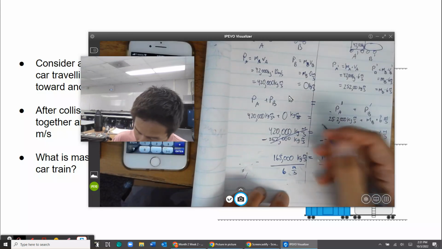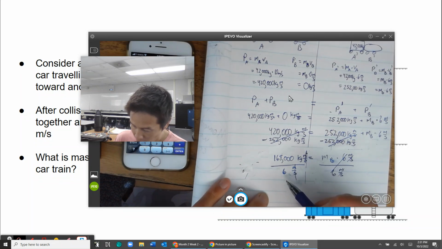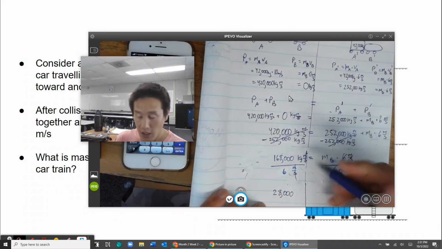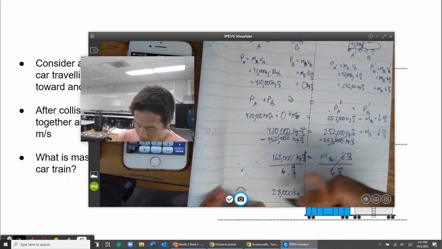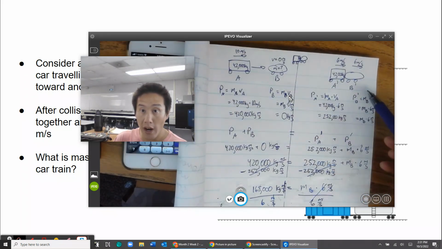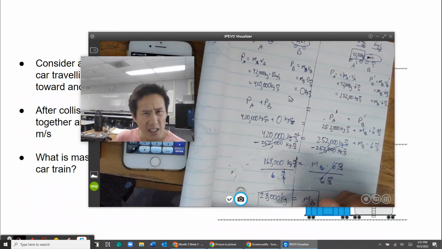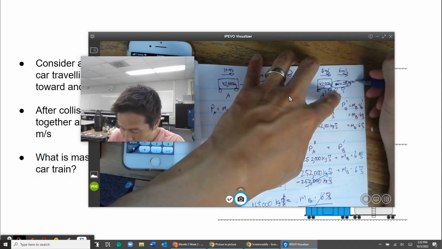Okay, so m/s will cancel out. 168,000 divided by 6 is 28,000. Now what's the remaining unit? kg, kilograms, is equal to, what do I have over here? mB. That means the mass of B, before or after, does not matter. The mass is equal to, does that make sense? 28,000 kg, is that the unit for mass? It is. Yes, we do want a mass, 28,000 kilograms of mass.